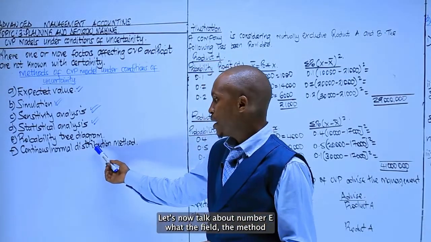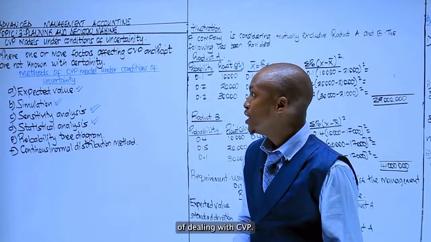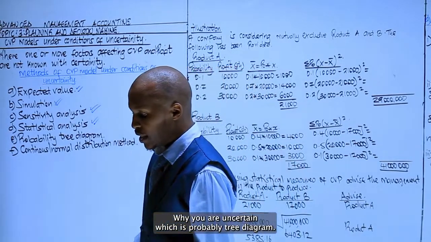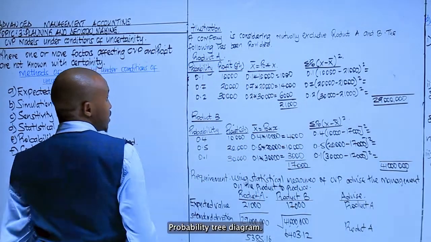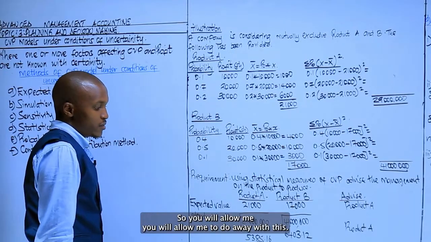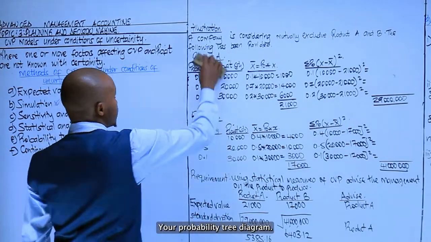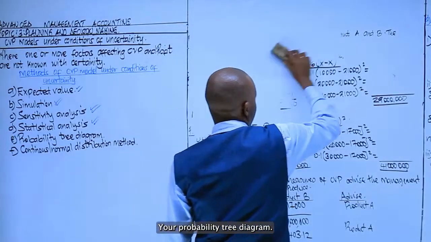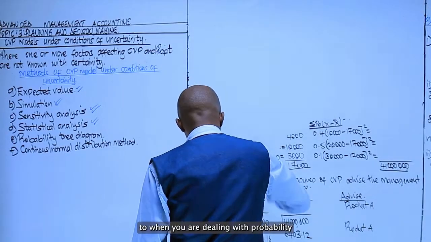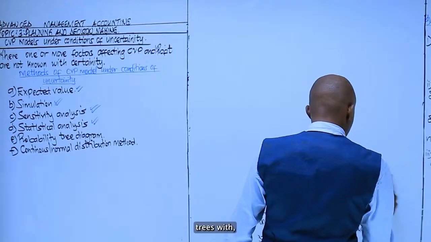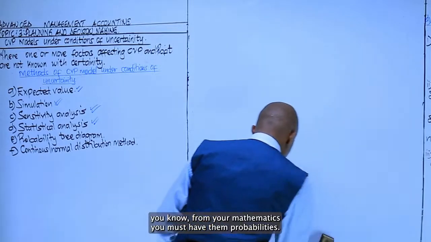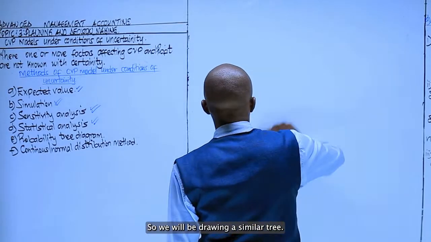Let's now talk about number E, or the fifth method of dealing with CVP where you are uncertain, which is the probability tree diagram. Your probability tree diagram is where you simply draw a tree diagram, almost similar to when you're dealing with probability trees from your mathematics. You must have done probabilities, so we'll be drawing a similar tree.